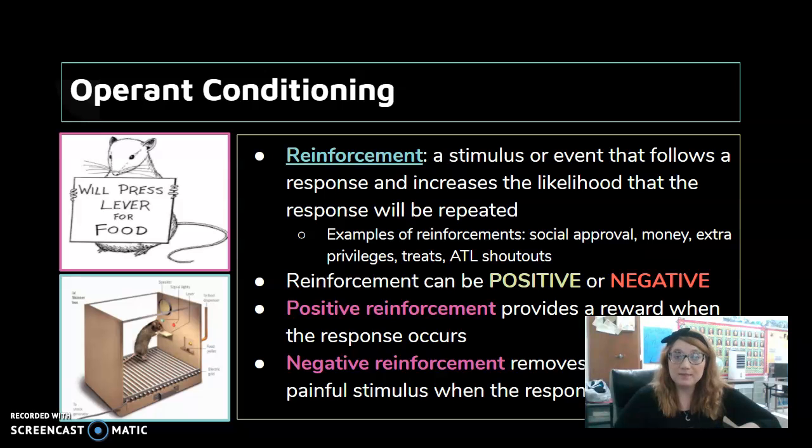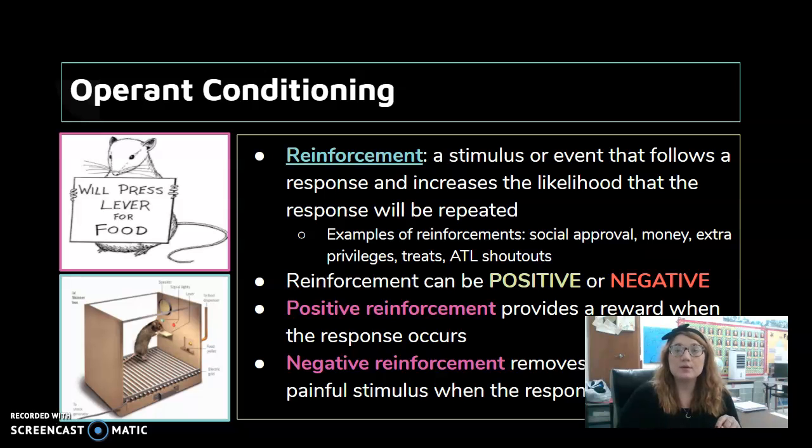So one of the most famous examples of operant conditioning is B.F. Skinner's box, his rat box. He calls it the Skinner box. Essentially, the Skinner box is a small box that has levers in it. And on the bottom of the box is a floor that buzzes. So it's like a small electrical current. And he put a rat inside the box. And the rat could pull the lever and food would come out for it.